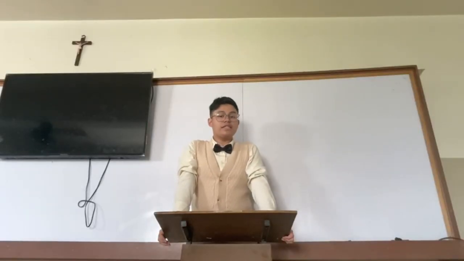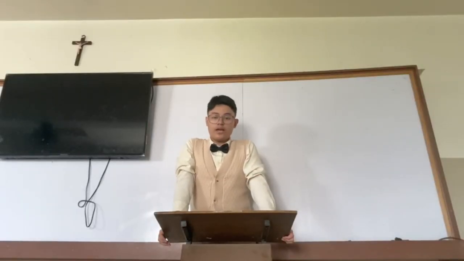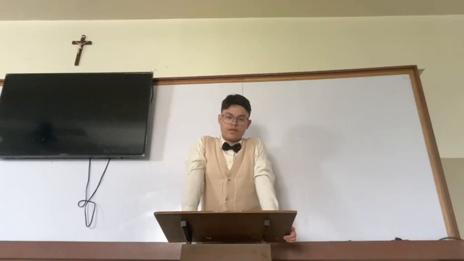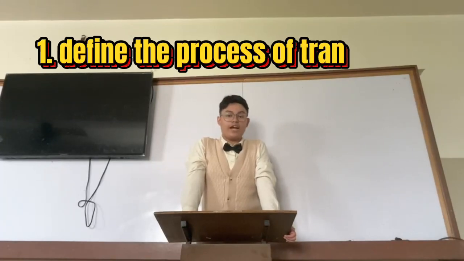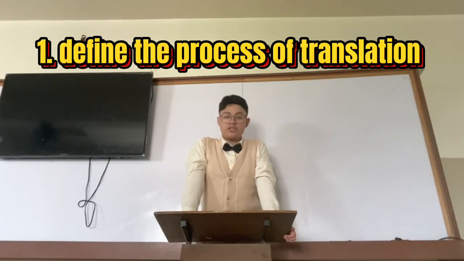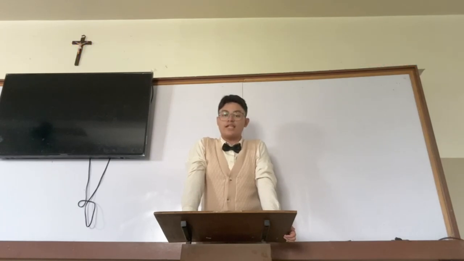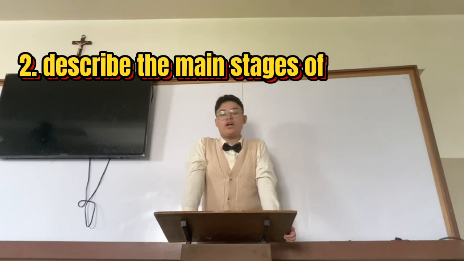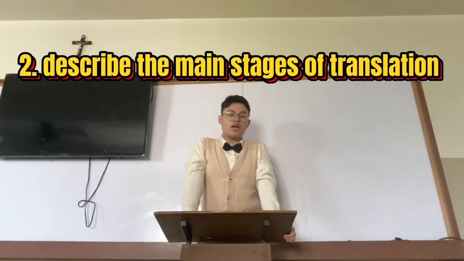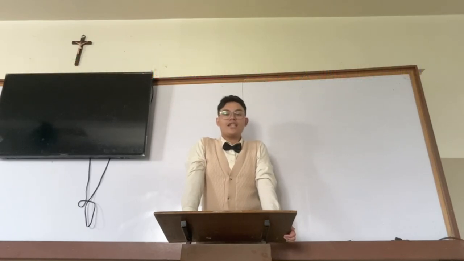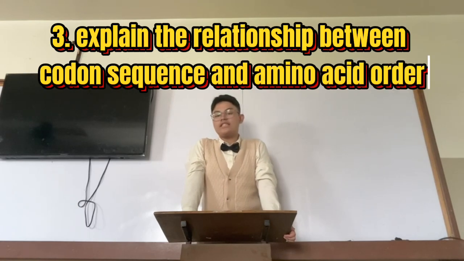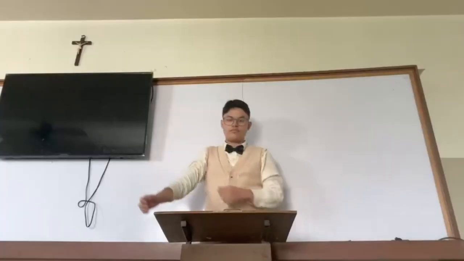Before we tackle it extensively, let's go through the intended learning outcomes. First, define the process of translation. This learning outcome must include identifying the key components involved and explaining their role in the process. Second, describe the main stages of translation, developing our cognitive skill in outlining the sequential steps of the process. Lastly, explain the relationship between codon sequence and amino acid order.